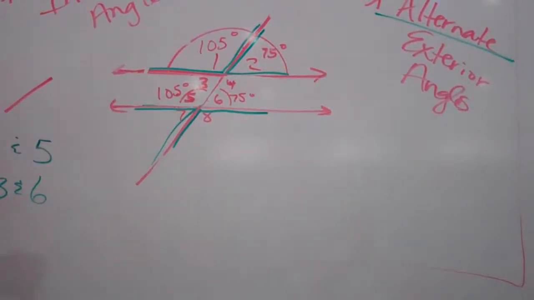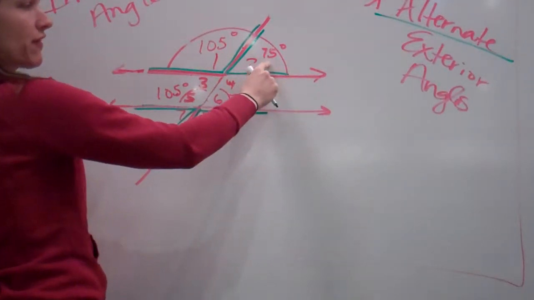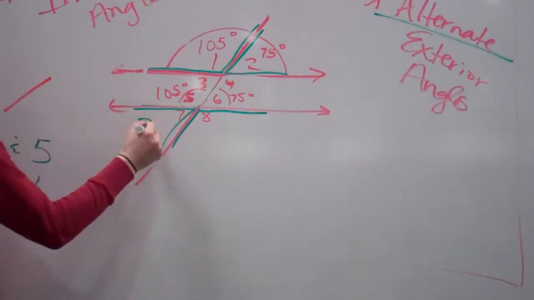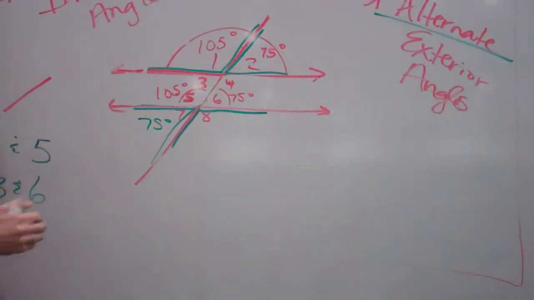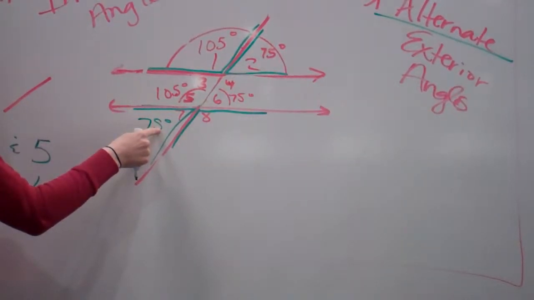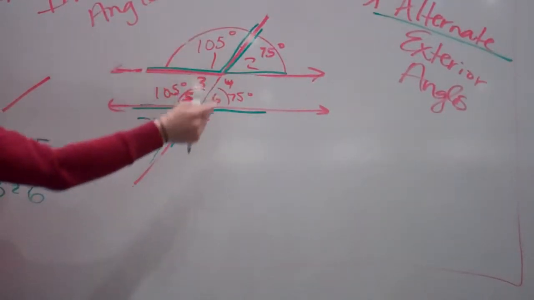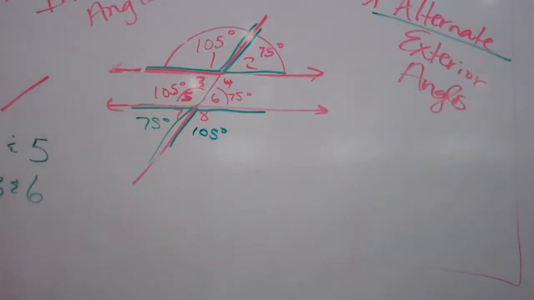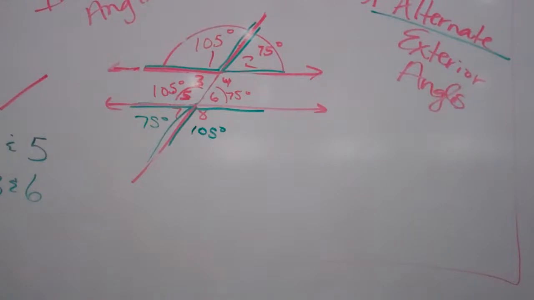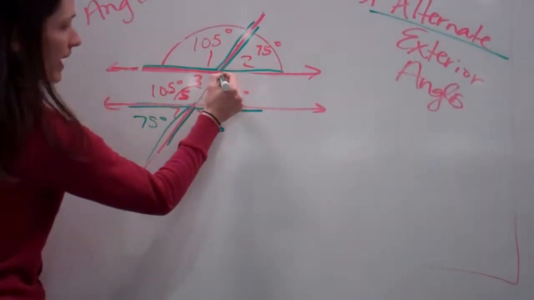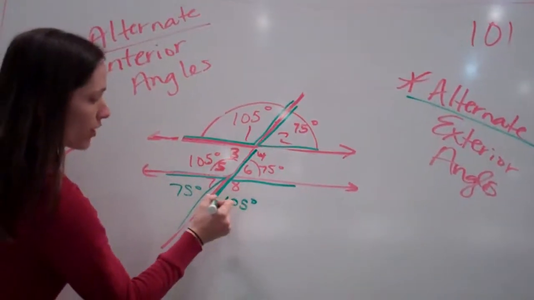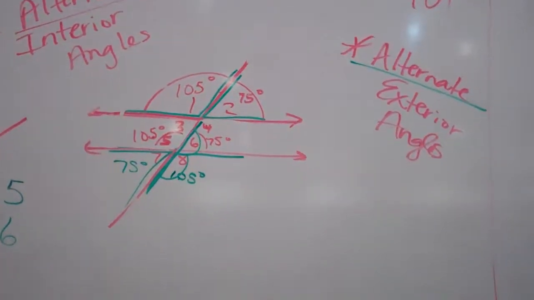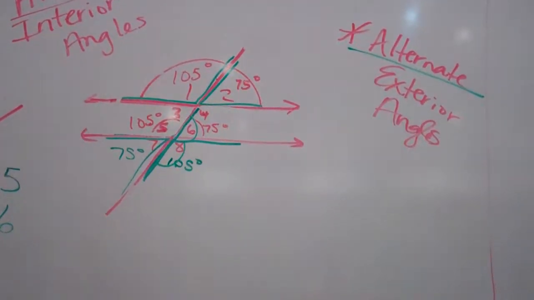So, if my angle 2 is 75 degrees, what is my angle 7? 75 degrees, because it's the acute one, right? Acute, acute. Angle 1 is 105, so what's angle 8? 105. Does everybody get how we do this? Okay, and what do you notice? Here we have a straight line, 105 plus 75. 180. So pretty much it just makes this one big picture that's 105 and 75.